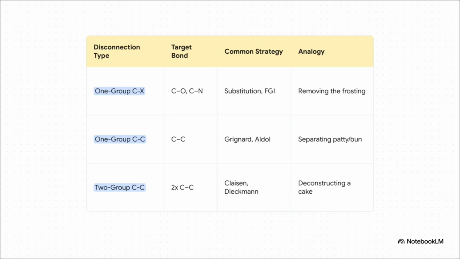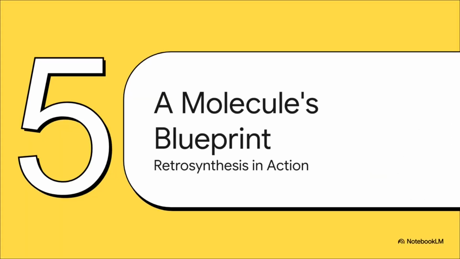But when you get to a two-group disconnection, well, now you're dealing with a much more complex system. This is like deconstructing a multi-layered cake. It takes a much more sophisticated approach to pull it apart correctly. Okay, enough with the theory. Let's see what this looks like in the real world. We're going to take all of these concepts, disconnections, working backwards, the whole shebang, and actually apply them to create a real step-by-step blueprint for building a molecule from scratch.